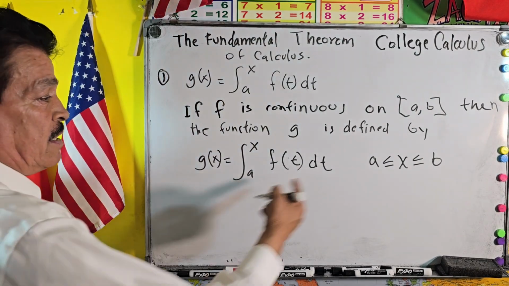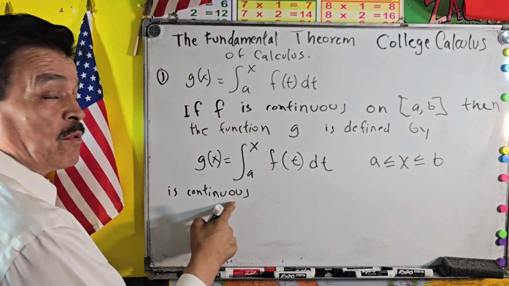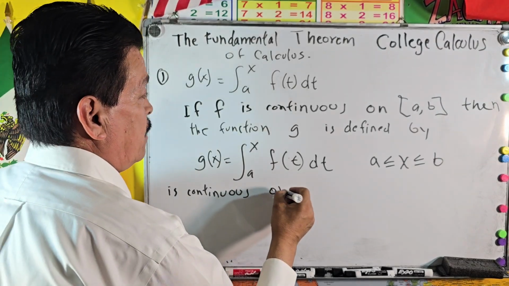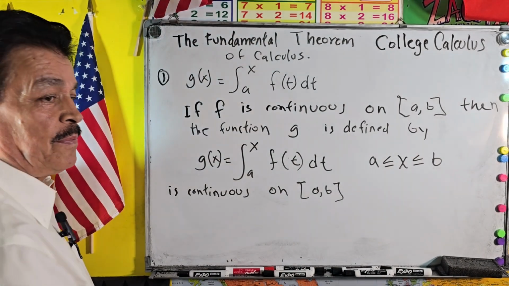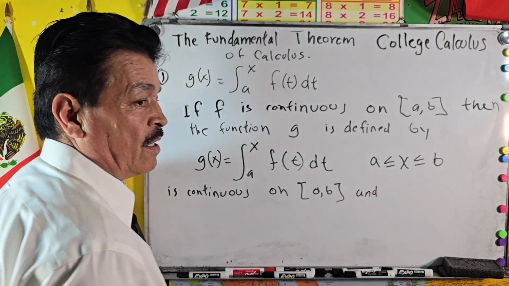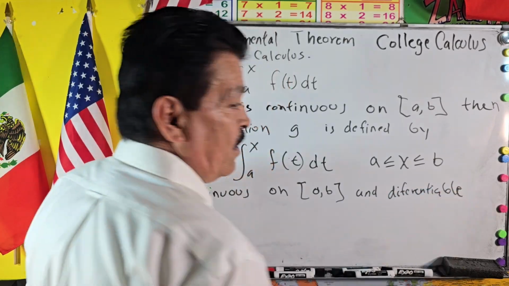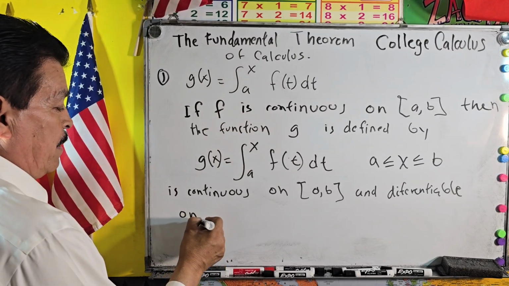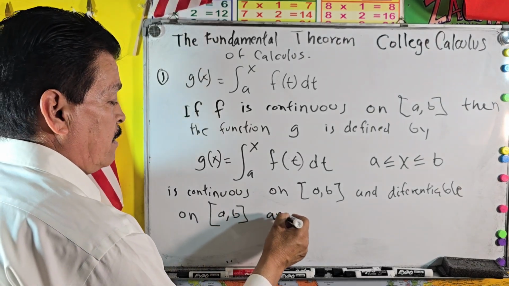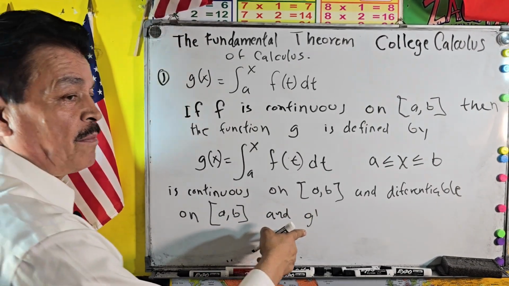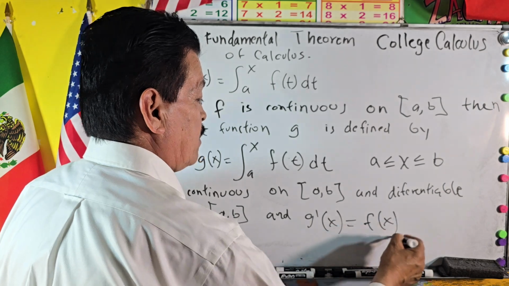For instance, this function is continuous on a comma b, and differentiable on a comma b. Also, g prime of x is equal to f of x.